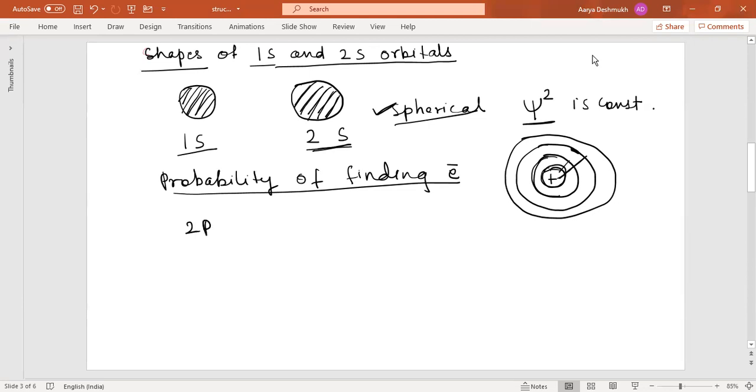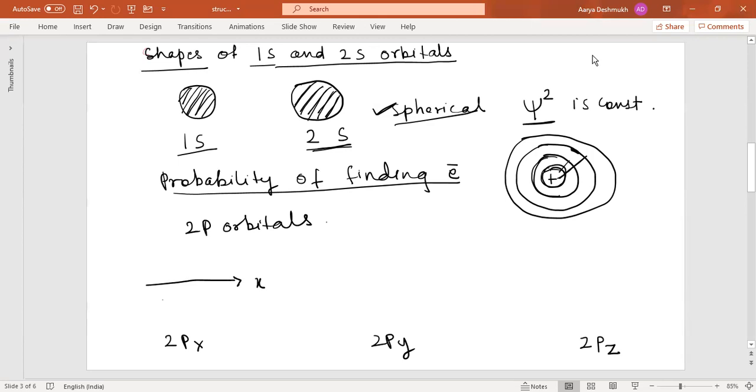What about the 2p orbitals? Each p orbital has two lobes on the two sides of the nodal plane. So what is this nodal plane? The nodal plane is the region where the probability of finding the electron is least. For the 2p orbital, there are three orbitals, that is 2px, 2py, and 2pz. I'll try to draw the shapes of those.